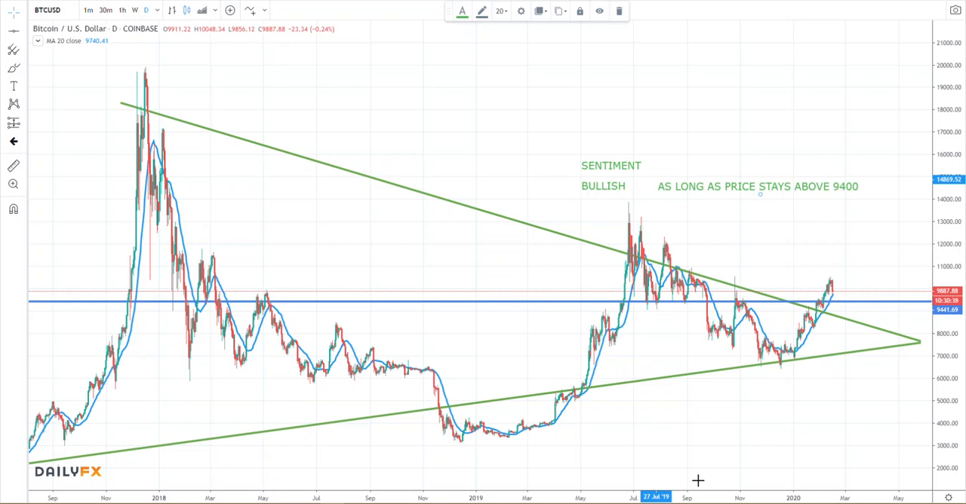So Bitcoin price versus the US dollar. The date is February 16th, 2020. Okay, so we're looking at a daily chart to start.